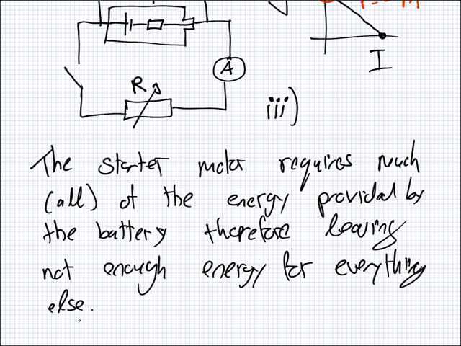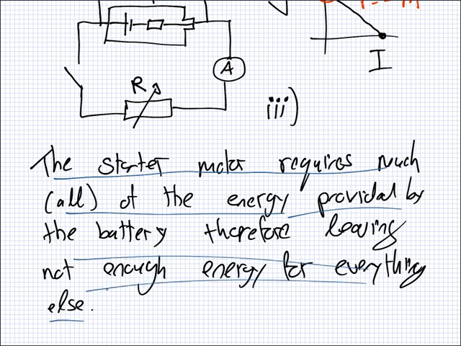What did they say in the marking scheme? Large power requires large current. Yeah, okay. So the starter motor requires much of the energy, so that means large power. And then, when large current flows, PD is lost through the internal resistance of the battery. Yeah, okay. So terminal voltage drops, causing items to switch off. Yep, same thing really.